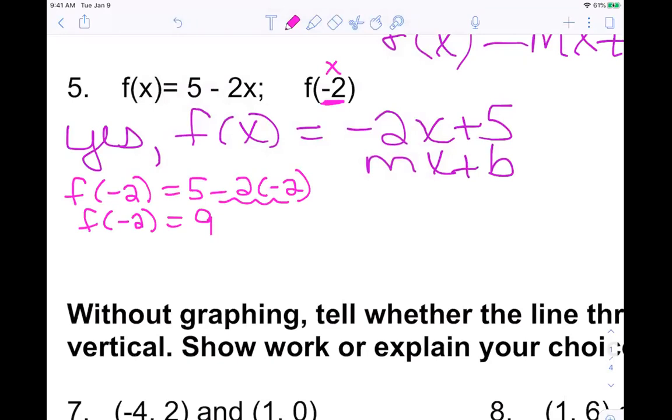Now remember, you're not dividing anything here. This part on the left is notation. It tells me my x value is negative 2. The answer you get out is your y value. It's a different way of writing a point. So f of negative 2, when x is negative 2, my y value is 9, or my output is 9. Questions?